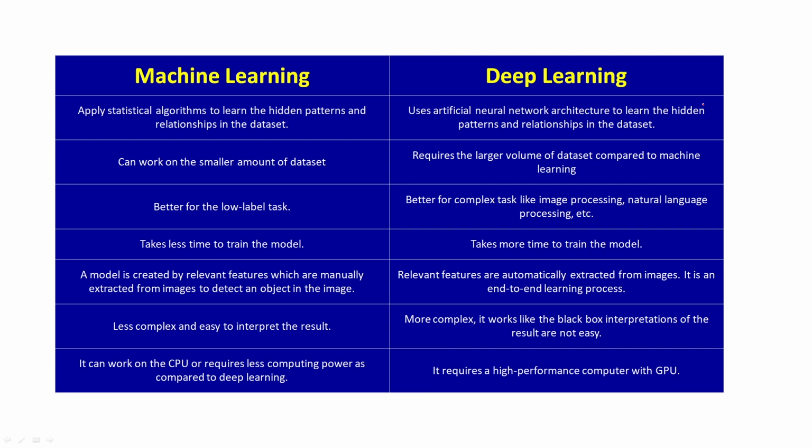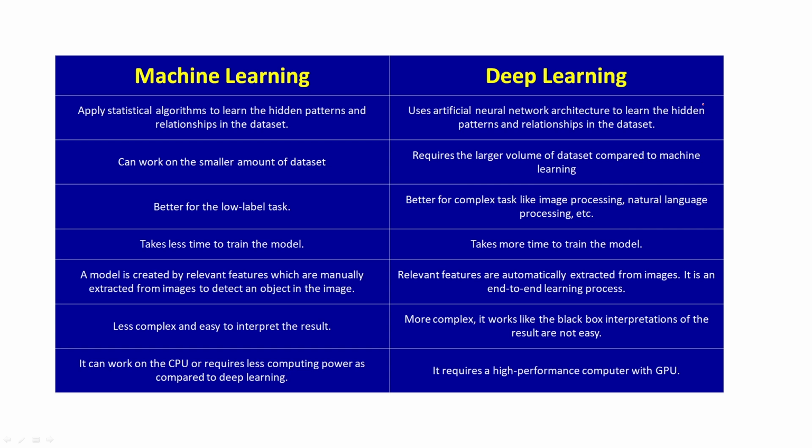So what happens? A model in machine learning is created from relevant features which are manually extracted from the images to detect an object in the image, right. But in deep learning, relevant features are automatically extracted. You do not have to do it manually from the images. It is like an end to end learning process. That is what humans do. Any small kid who starts learning something does end to end learning. It is not that I learn bits and pieces; I learn the whole process.